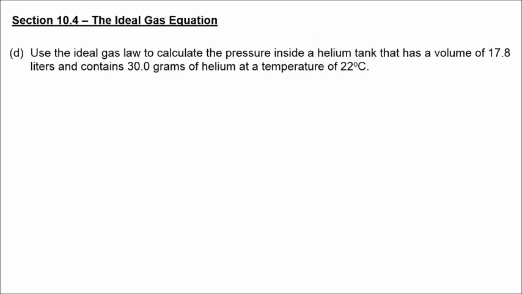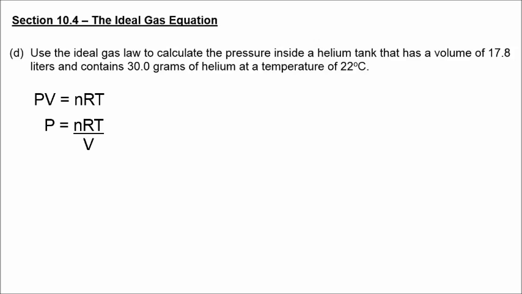Let's go ahead and use the ideal gas law to calculate the pressure inside a helium tank that has a volume of 17.8 liters and contains 30 grams of helium at a temperature of 22 degrees Celsius. So what are we doing in this problem? We're going to calculate the pressure from the ideal gas law. So pressure equals nRT over V.